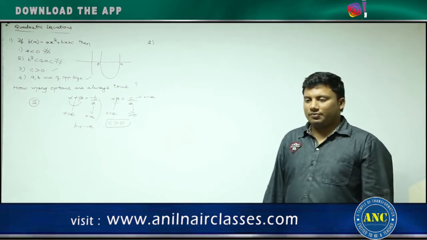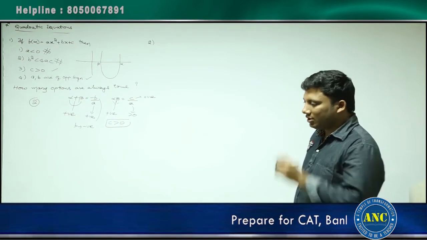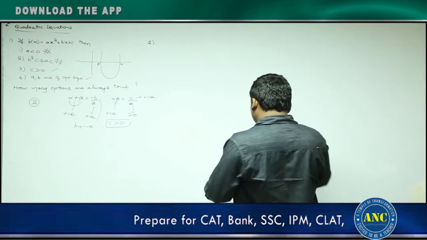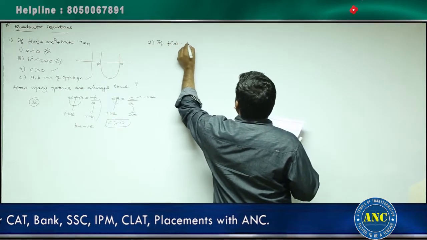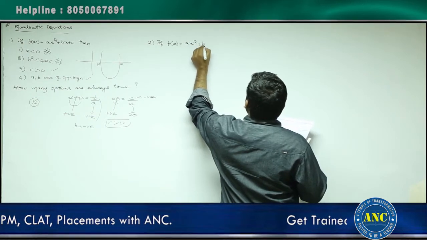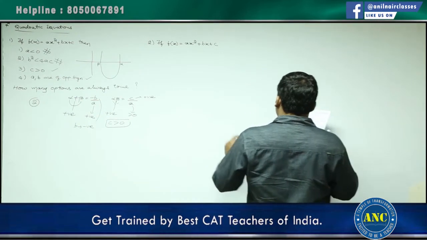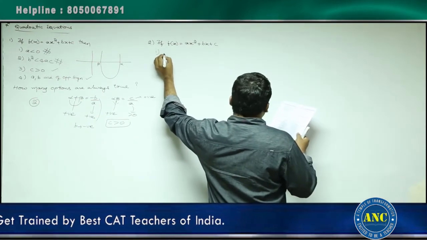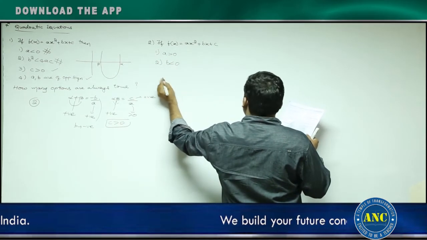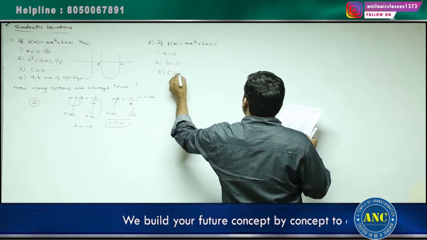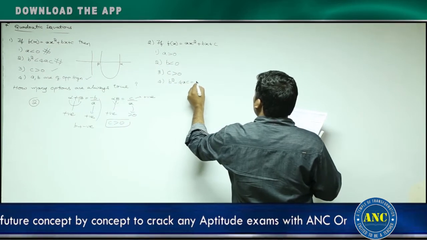Two options are always true. Second, one more problem. Same question. If f of x is equivalent to ax square plus bx plus c, how many options are always true? First one, a greater than 0, b less than 0, c greater than 0, b square minus 4ac equivalent to 0.